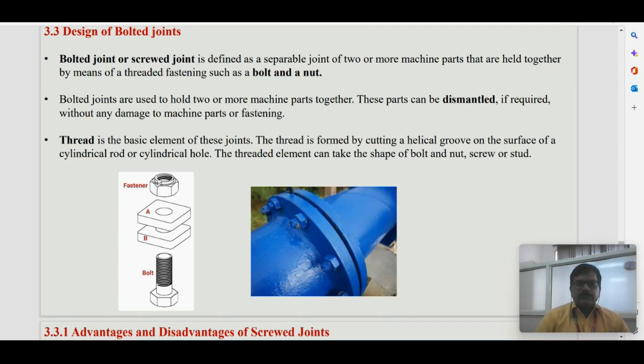So thread is the basic element of these joints. The thread is formed by cutting the helical groove on the surface of a cylindrical rod or a cylindrical hole. The threaded element can take the shape of bolt and nut, screw or stud.